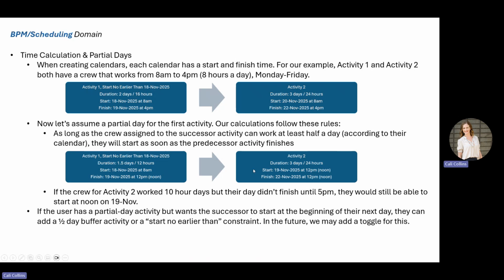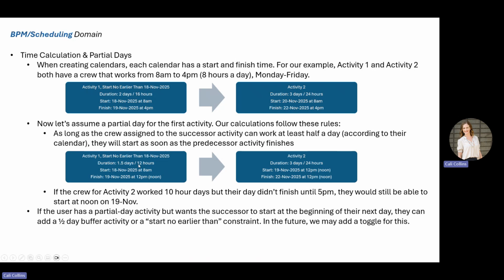Because this next crew is able to work a half a day, so 4 hours, which is their 8-hour day divided by 2, they are able to get at least a 4-hour shift in if they start right at noon on November 19th. That means this one is now planned to start at noon on November 19th and finish on the 22nd at noon as well, 3 days later.